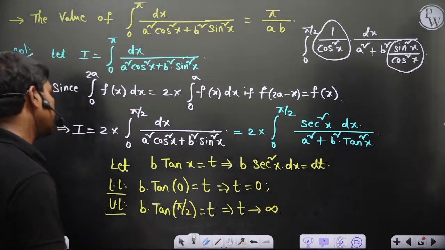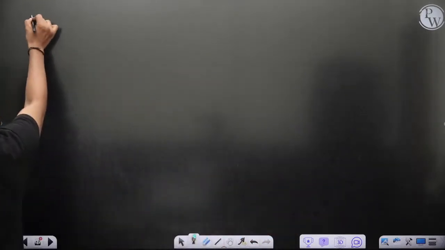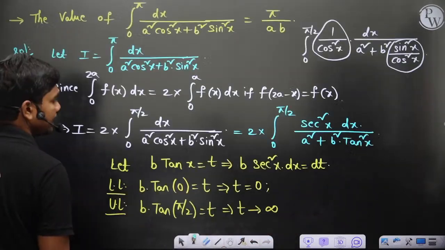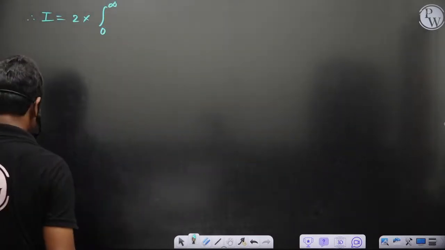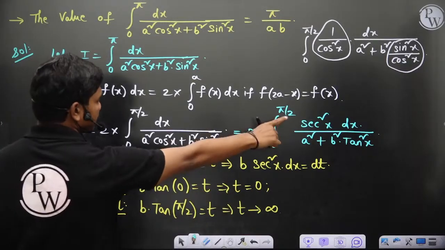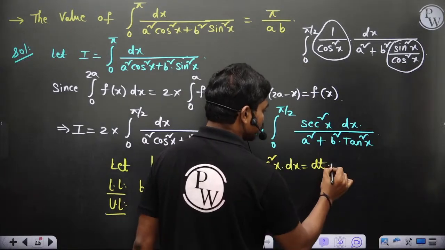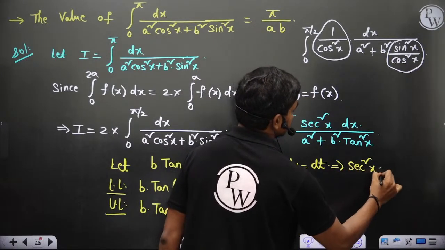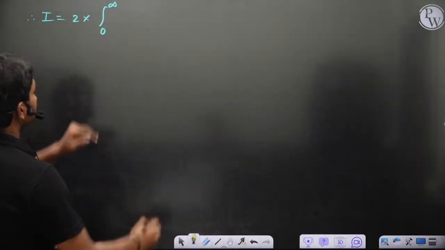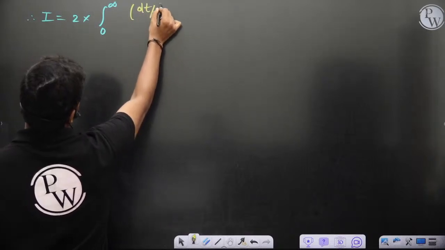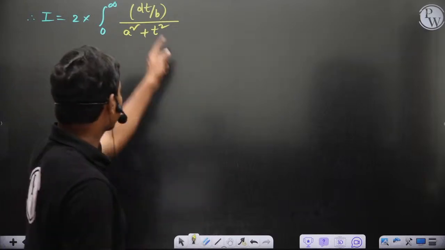If this is okay, then let's substitute these 4 things in this integration. Therefore I is equal to 2 times the integral 0 to infinity, because the lower limit in this new case is 0 and the upper limit is infinity, of secant square x dx. So what is secant square x dx? It is dt divided by b in this case. So the numerator is dt by b, over a square plus t square. That's it. Now you can pull out this b.